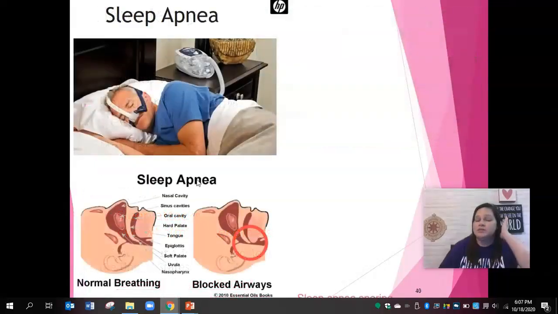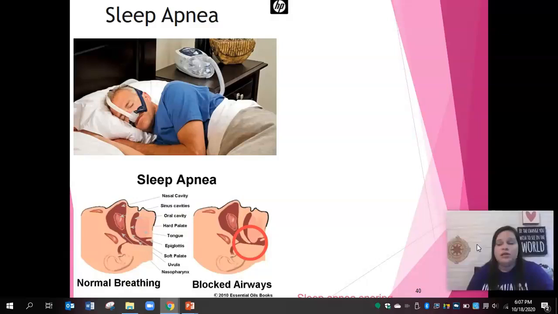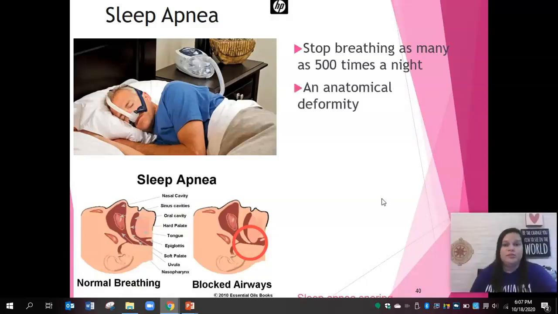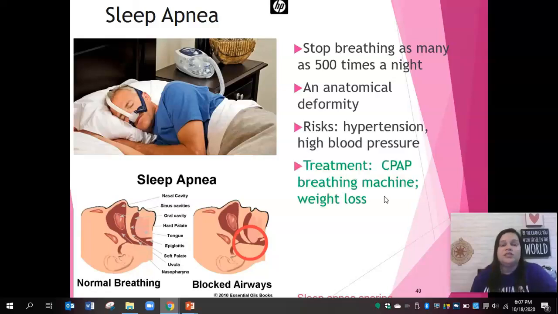Our next one is sleep apnea, which is a lot more common than narcolepsy. With sleep apnea, a person stops breathing as many as 500 times a night, or just hundreds of times a night. They stop breathing due to an anatomical deformity, where something is pressing down on their airway. Often it's their own body weight, but it could be due to an oddly formed nasal cavity. The risks that come along with sleep apnea, the main one is high blood pressure, but then all of the other effects that go with sleep deprivation.